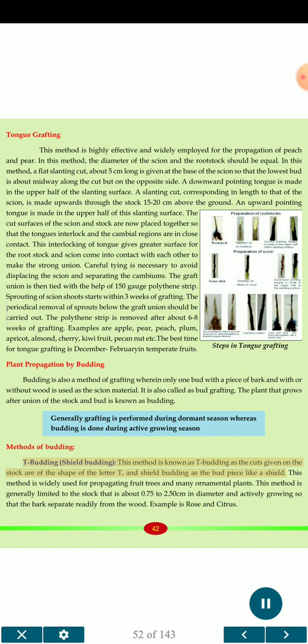This method is known as T budding as the cuts given on the stalk are of the shape of the letter T, and shield budding is named for the bud piece being like a shield. This method is widely used for propagating fruit trees and many ornamental plants. This method is generally limited to the stalk that is about 0.75 to 2.50 cm in diameter and actively growing so that the bark separates readily from the wood. Example is rose and citrus. Generally grafting is performed during the dormant season whereas budding is done during the active growing season.